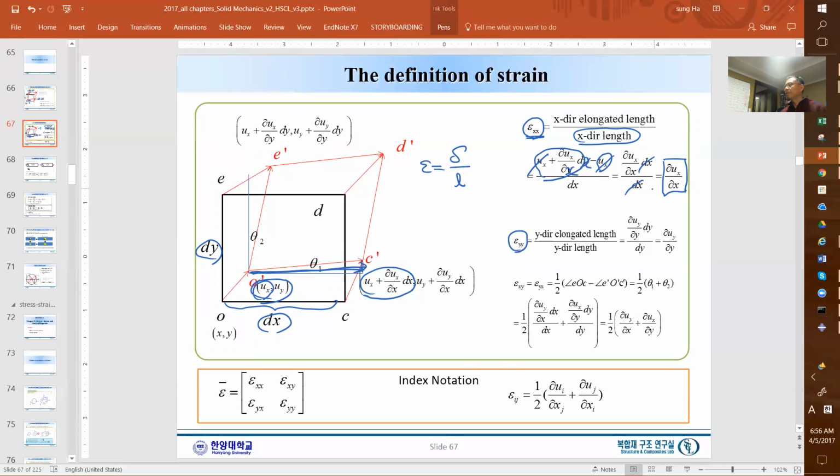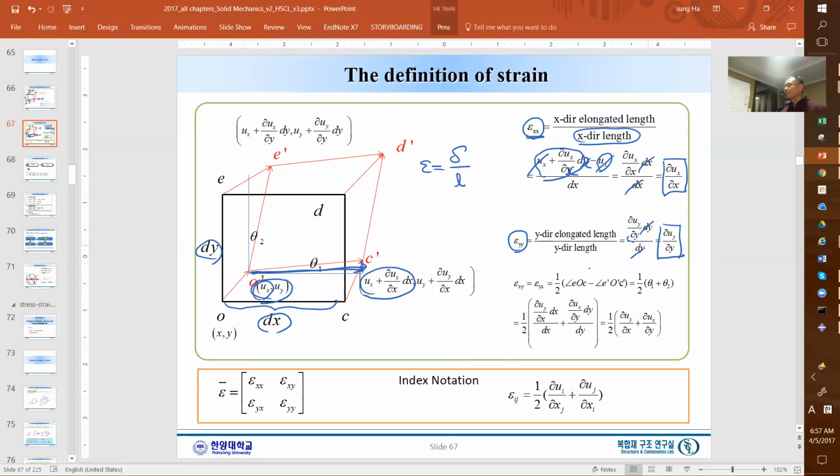Again, similar to epsilon xx, we have y and y, and we can easily get the derivative of uy with respect to y. That is the strain in the y direction.